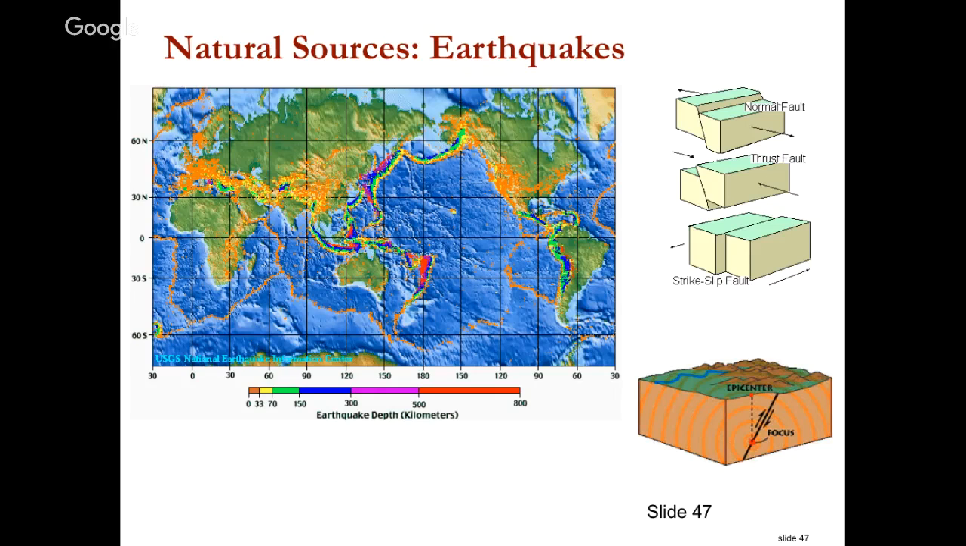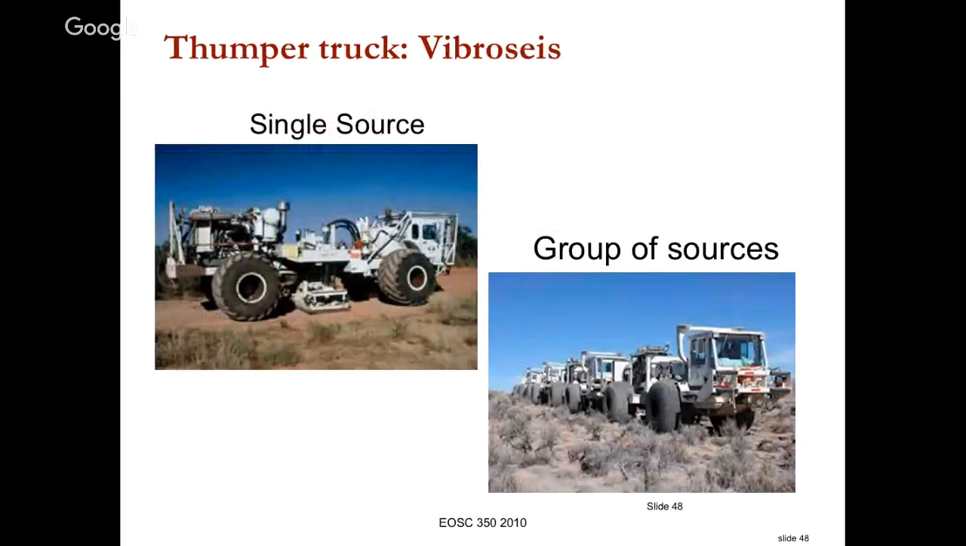So we've got all kinds of ways of moving rocks. Each one of them is going to give rise to different types of motion, but we can go ahead and measure that. On land, a lot of things are done for the oil industry, and they actually use these things.